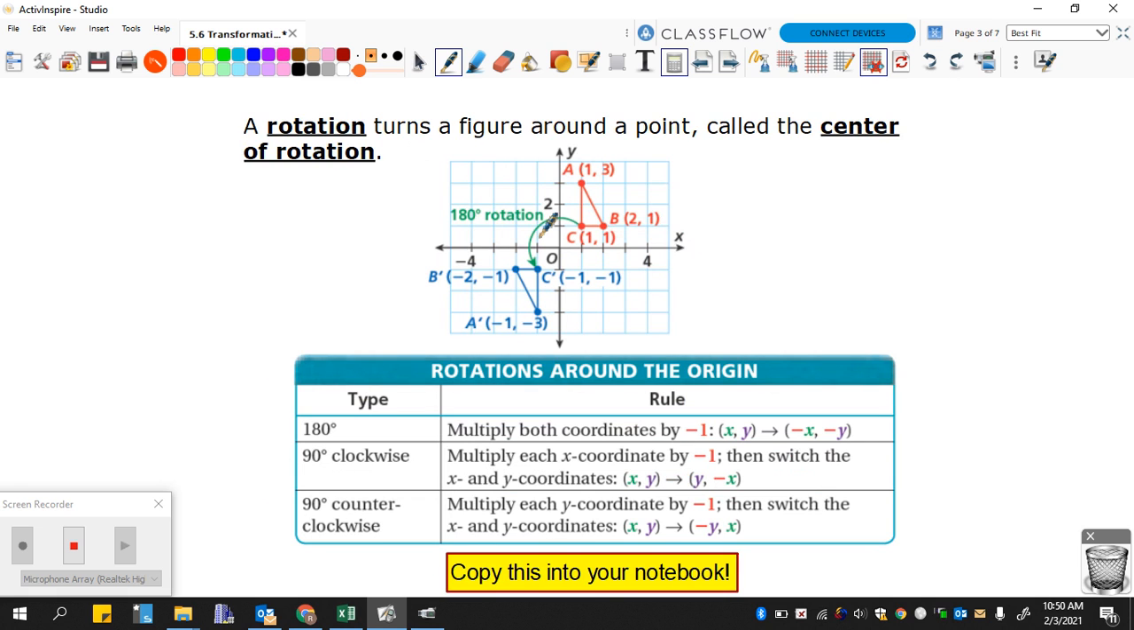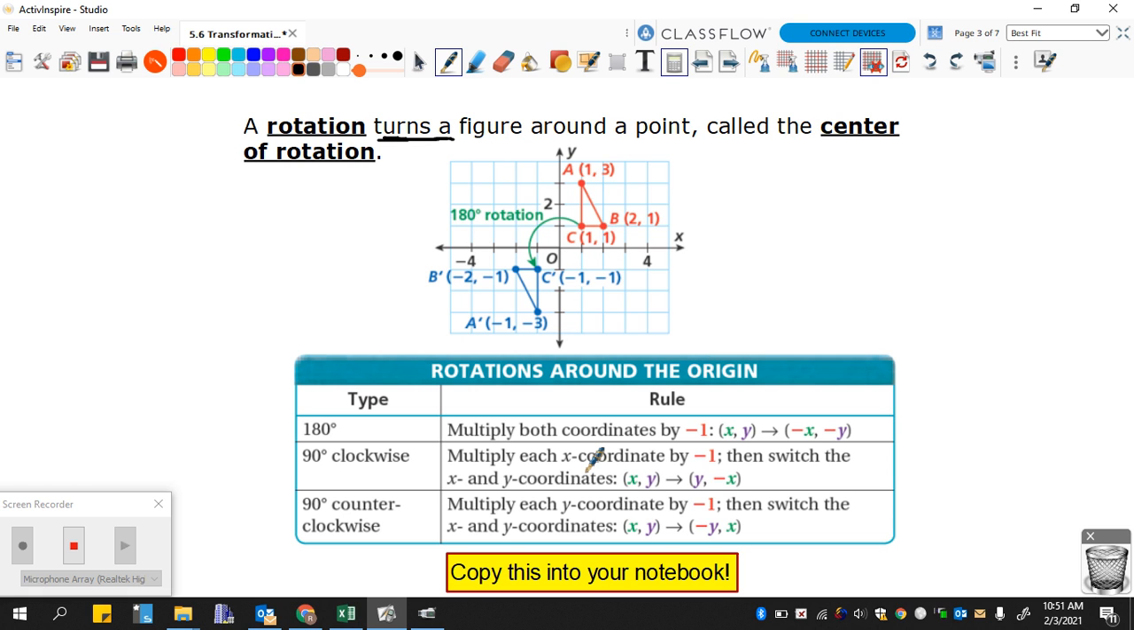A rotation turns a figure around a point called the center of rotation. A lot of times we're going to use the origin right here in the middle for our center of rotation. Sometimes it looks like a double flip or a double reflection. Okay, the rules for rotation are here.